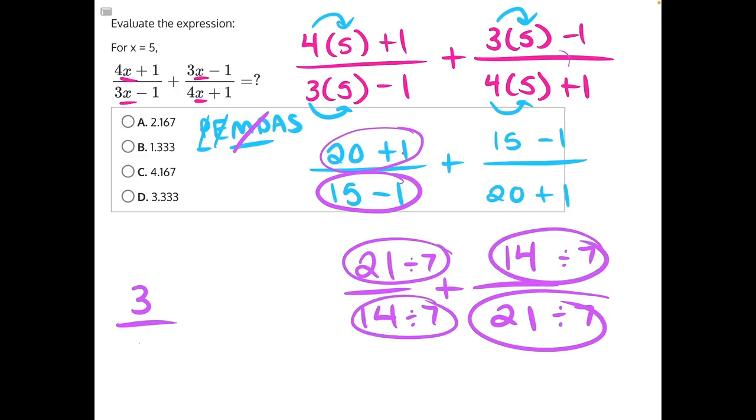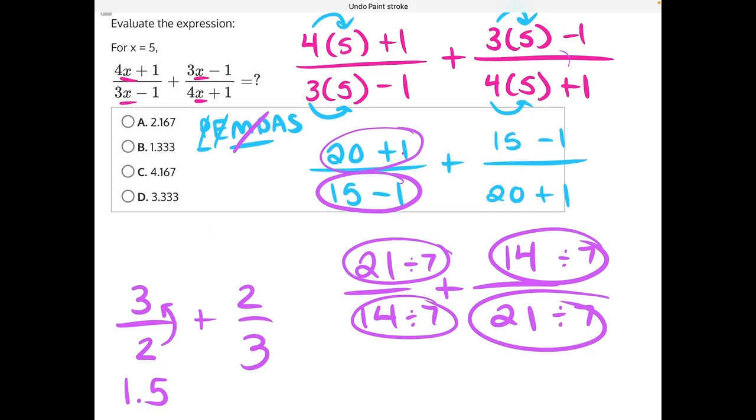So we have 3 over 2 plus 2 over 3. Now, here's the fun part. 3 over 2 can be simplified into 1.5 because I'm seeing that all of our answers are in decimal form. So we're going to need to convert to decimal form here. And the reason I got 1.5 is if I turn this into a mixed fraction, 2 can go into 3 one time with 1/2 left over. 1 and 1/2 is the same as 1.5.